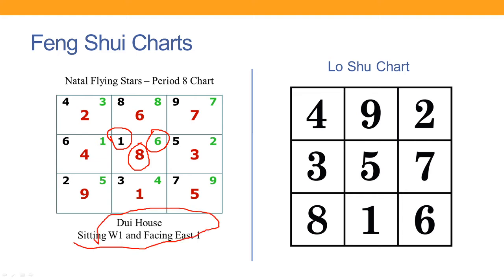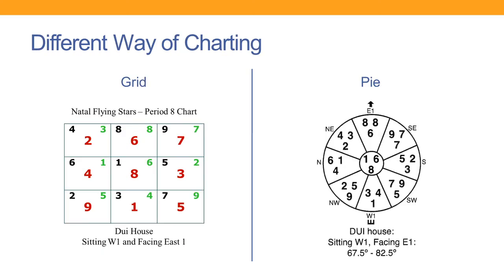Let's go to the next slide here. What you see here, there's a different way of charting. Some practitioners will use the grid chart, as you see here, wherein you have all the base numbers, the mountain stars, and the water stars for each of the houses. This is a Dui house again, with its facing and sitting direction.